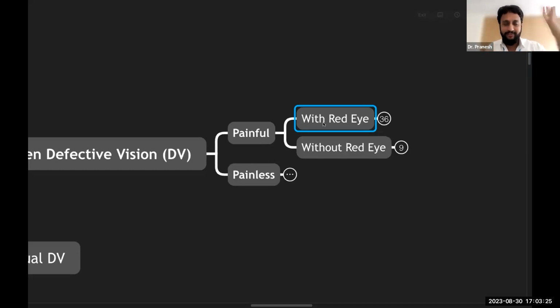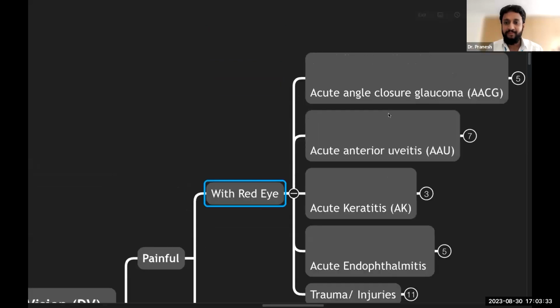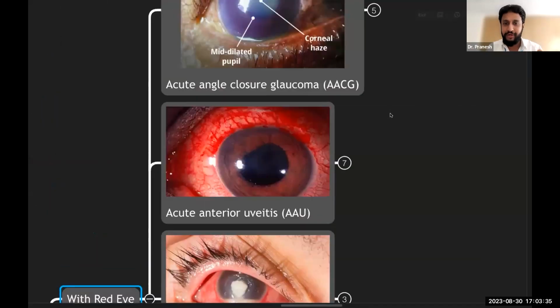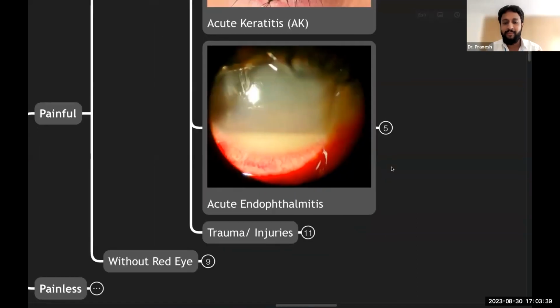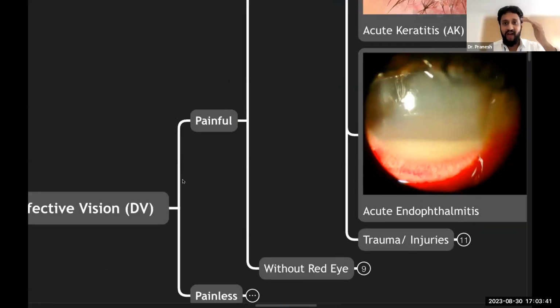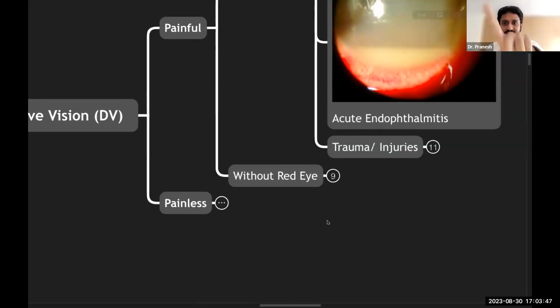Again, sudden onset defective vision, patient having painful eye with red eye. We discussed them just now. All these conditions, the angle closure glaucoma, the acute keratitis, acute anterior uveitis, endophthalmitis, trauma, all these are going to have a sudden onset defective vision. They'll be painful. They will have a red eye. Okay, this you all know. We discussed them in detail in the previous section.